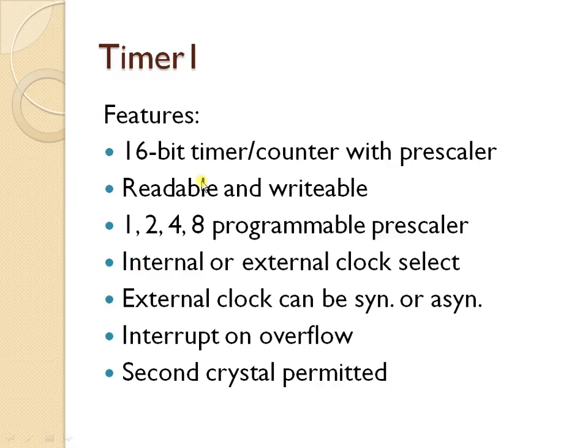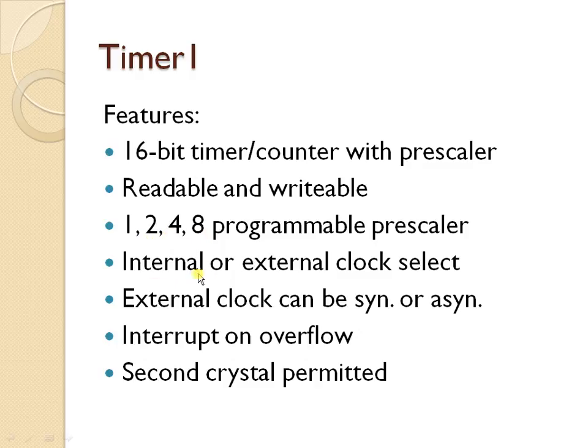Now let us see Timer1. Timer1 starts with its features. As you can see, it is a 16-bit timer or counter with a prescaler. It is readable and writable by using software instructions, and has a programmable prescaler of 1 to 8. In the case of Timer0, you have a programmable prescaler of 2, 4, 8, 16, 32, but here you have only 4 options, that is 1, 2, 4 and 8.